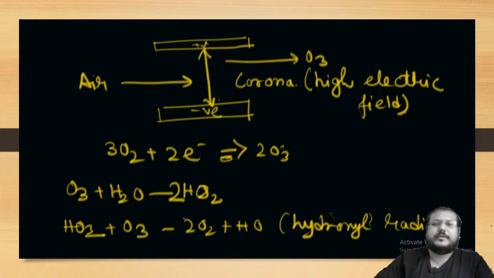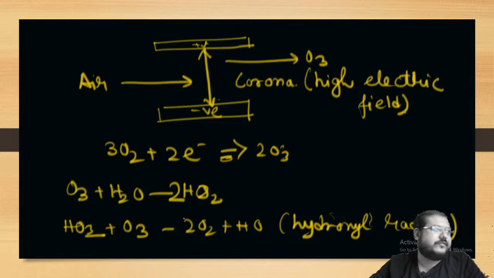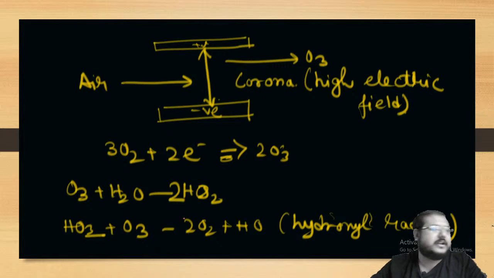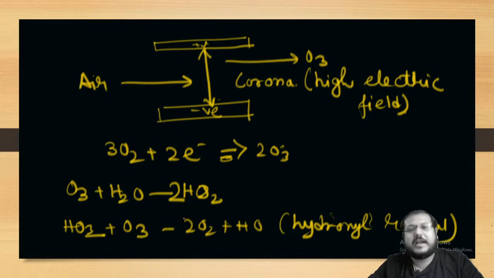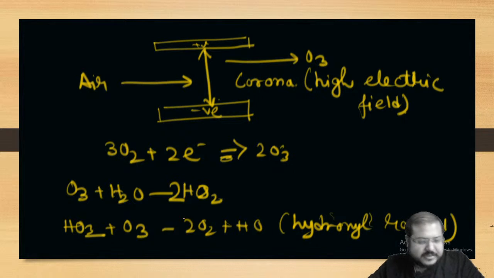And in the ozonator, what will happen? There will be two electrodes, positive and negative, where a high electric field will be applied. A high electric field called corona will be created, and air will be passed through that high electric field, which will give you ozone. This ozone reacts with hydrogen to give hydroxium ion. This hydroxium ion will again react with ozone and give you hydroxyl radical. This hydroxyl radical will do the disinfection process.